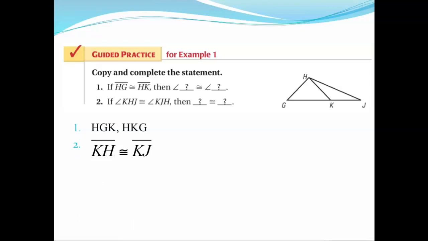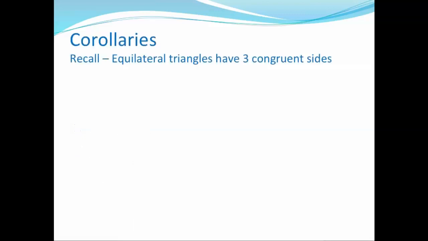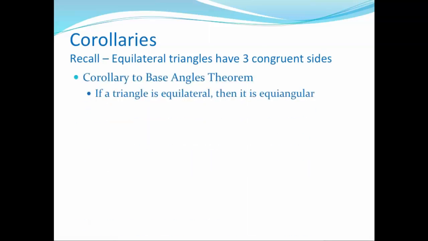All right, a couple of corollaries. Remember that corollaries are really just results from theorems that are perhaps more specific. So more specific than an isosceles triangle is an equilateral triangle. Now an equilateral triangle is a type of isosceles triangle where the third side is also congruent to the other two sides. So as a corollary to the base angles theorem, we would say that if a triangle is equilateral, then it is equiangular.